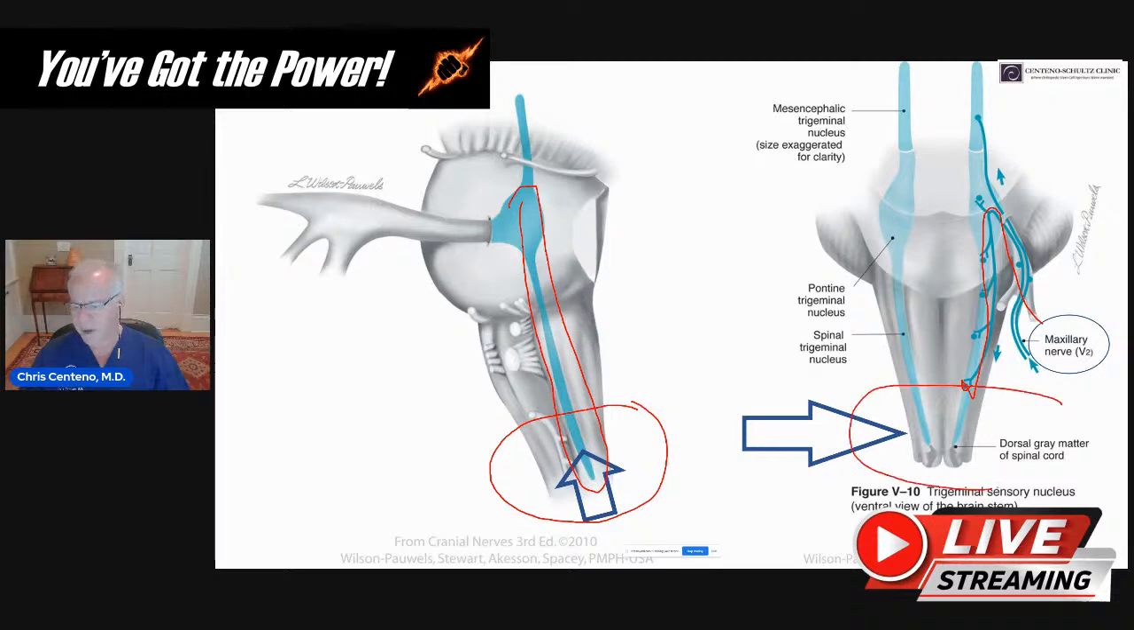Same thing down here. If we have C1 banging into this area, it's possible to get activation of those trigeminal nerves, because that's what those nerves are synapsing on, meaning that's what those nerves are connecting to, and then they go up into the brain. So it's an interesting concept that if we bang into the side of this lower part of the trigeminal nucleus, we could get facial symptoms like trigeminal neuralgia.